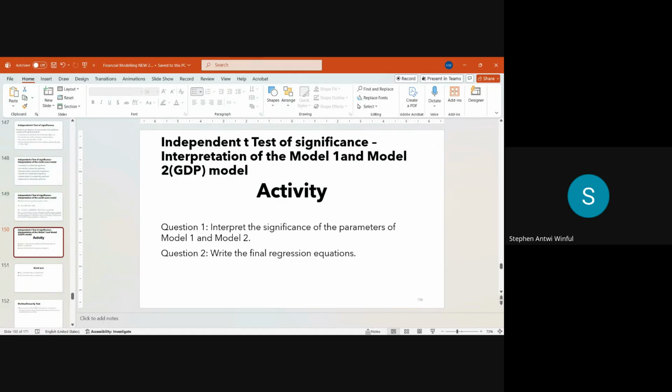So what you have done so far on the t-test of significance, I am going to show you the same models I gave you earlier on. Okay. I want you to check for model 1, at least let's do 1.